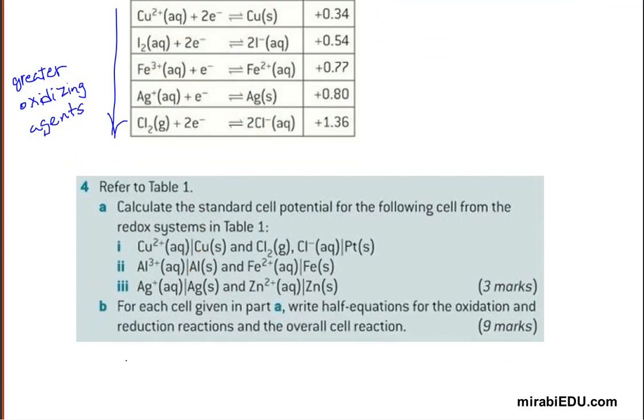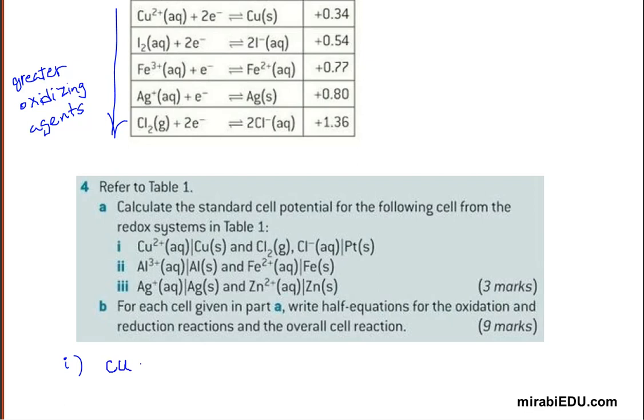So let me write. To answer part A(i) of this question, the question says calculate the standard cell potential. Let me write, because in part B it says for each cell given in part A, write the half reaction for the oxidation and reduction. So okay, let me write here B and A(i). For part (i), let me remove B and A. I want to do it for part A, part (i).